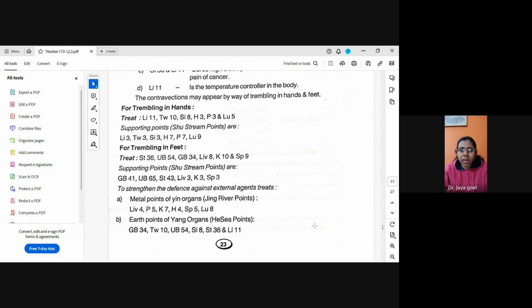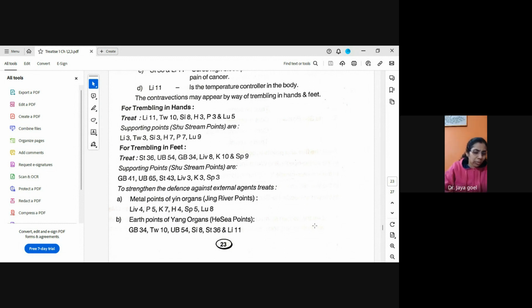To strengthen the defense against external agents, we use the metal points of the yin organs and the earth points of the yang organs. Both help in the defense against external agents.